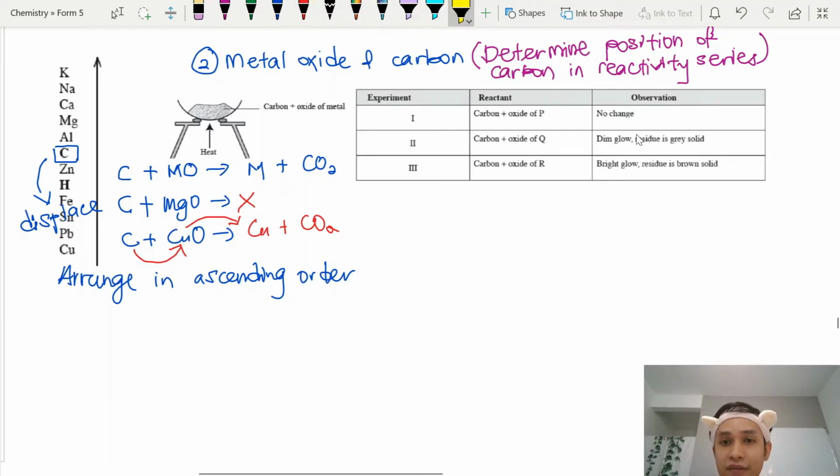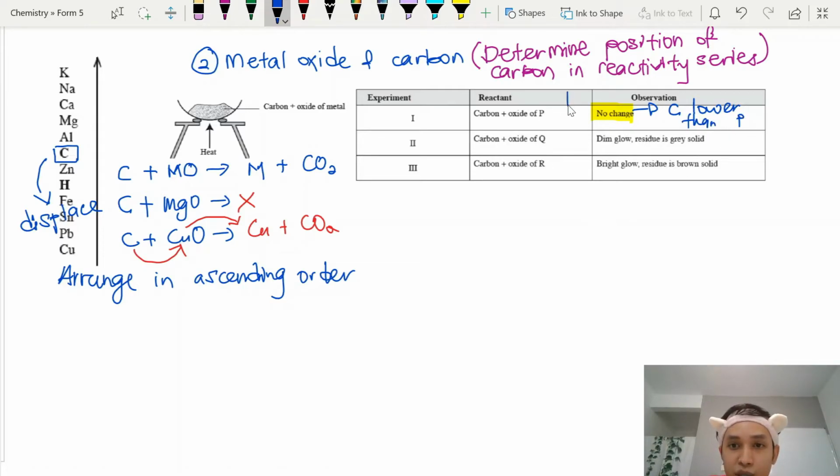So let's look at the first observation here, experiment 1. Carbon and P oxide, no change. Meaning no reaction is happening. No reaction happening means that carbon is lower than P. So you always remember this: no change, meaning carbon is lower than P. So I already know that P is higher than carbon.